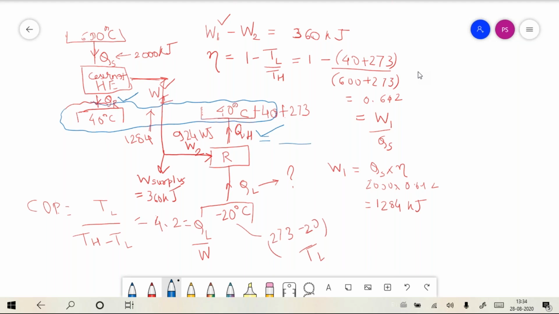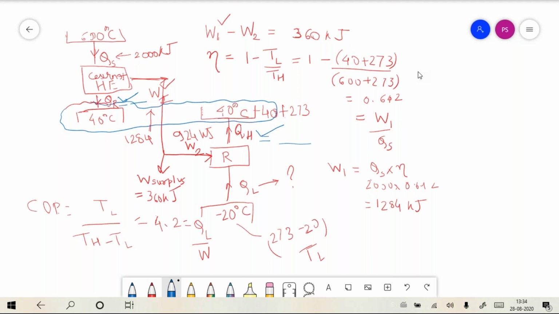I want you to calculate QR and tell me the answer, and then you can sum up the two. Calculate QH, calculate QR, and then calculate QH plus QR, which is nothing but the heat which is rejected to the reservoir at 40 degrees centigrade. So you calculate and tell me that.